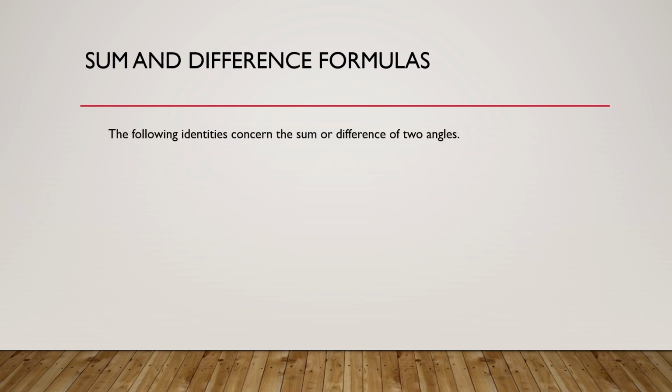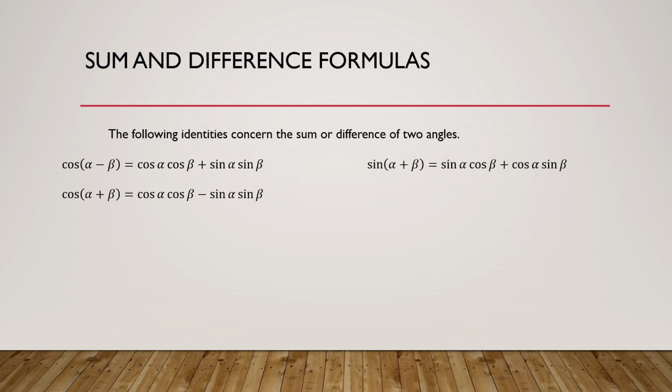The following sum and difference formulas are derived the same way as we just did with cosine of alpha minus beta. Cosine of alpha plus beta equals cosine alpha times cosine beta minus sine alpha times sine beta. Sine of alpha plus beta equals sine alpha times cosine beta plus cosine alpha times sine beta. Sine of alpha minus beta equals sine alpha times cosine beta minus cosine alpha times sine beta.